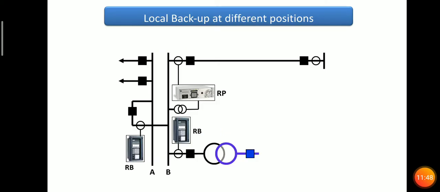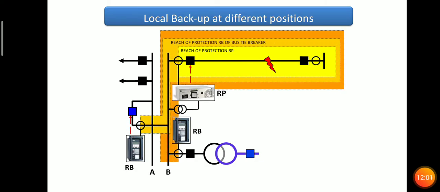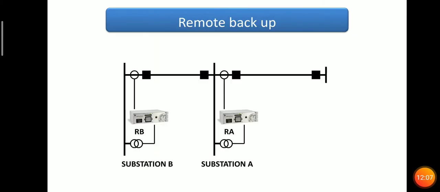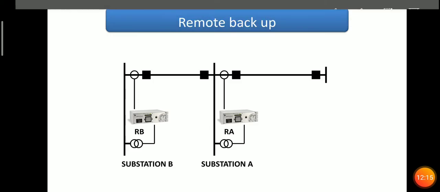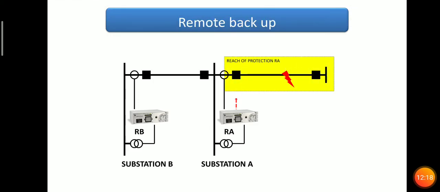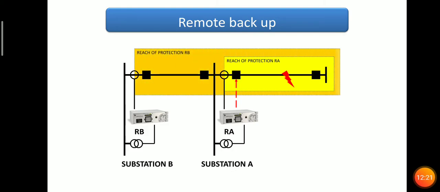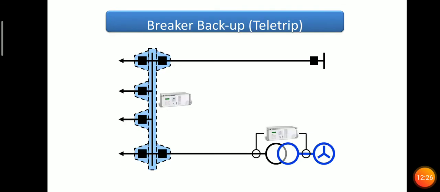Another case is local backup at different positions. Here, if a fault occurs and the primary relay fails, the backup relay in another position will operate and isolate the fault. Then remote backup is backup provided in another location. If the primary protection is in substation A, a fault occurs in substation A and the primary protection in A fails, then the backup protection provided in substation B operates.